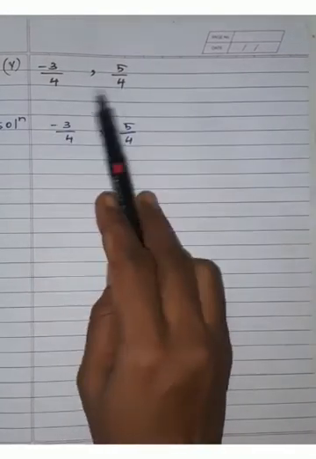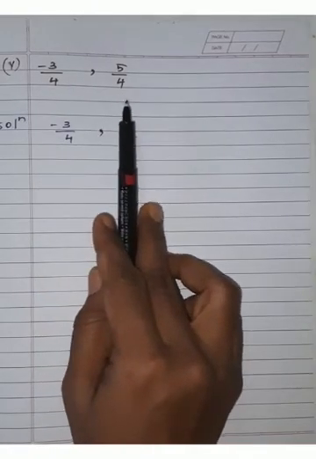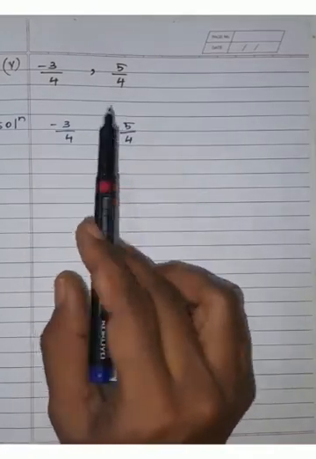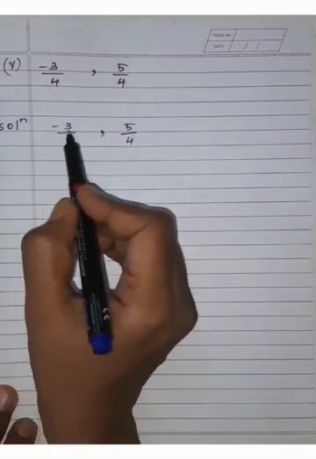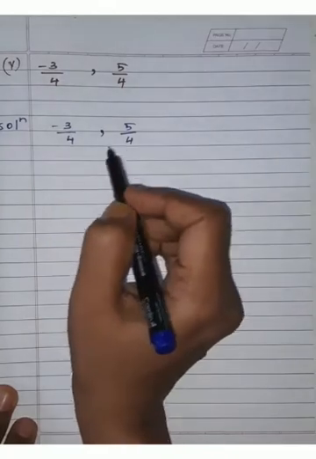Now here these two fractions are fractions with equal denominators. So here we don't have to convert it into equivalent fractions. Okay, children. So we will begin with our solution as minus 3 upon 4, comma, 5 upon 4.